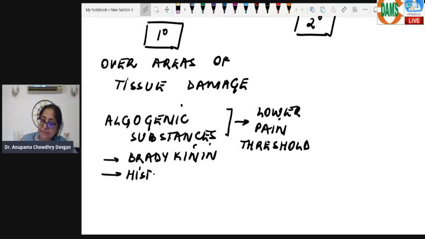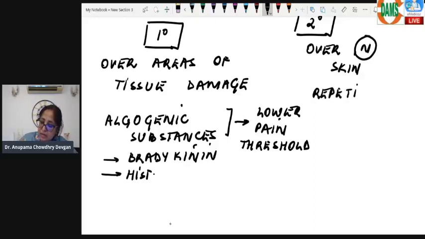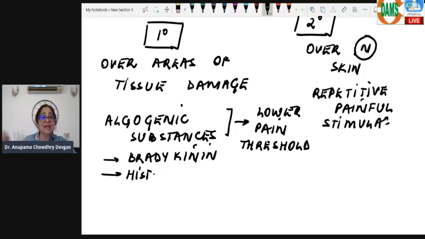Secondary hyperalgesia, this is over normal skin. Okay? This is over normal skin. So, a repetitive painful stimulation. Repeatedly, if you give a painful stimulation over the same area, repeated painful stimuli, isn't it? Matlab, if you remember your childhood days, repeated slaps over the same area. Yes, ek ke baad ek jab thappad pada ek hi jagah.